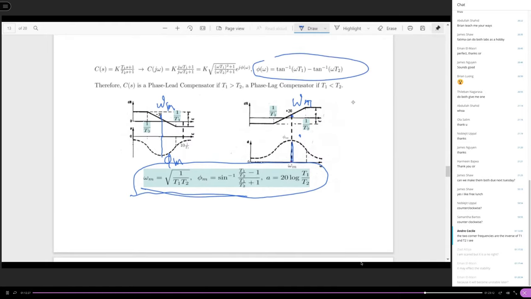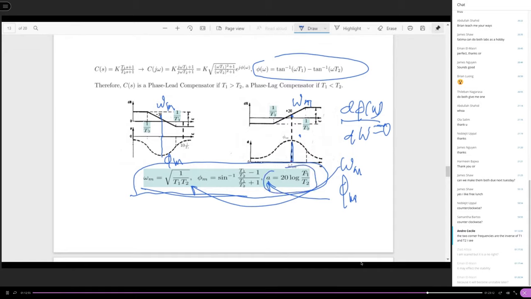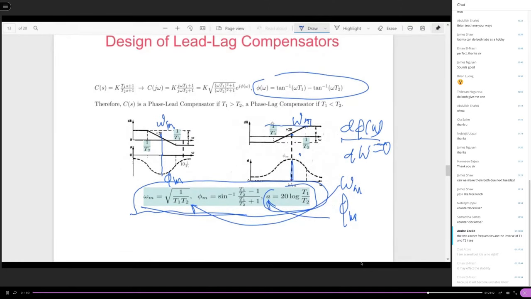Because you have the phase here, you just need to take d phi of omega over d omega equal to 0. Take the derivative. This is very basic advanced calculus, right? So you're going to be able to find the omega m and the phi m to be equal to this. And not only that, you're going to see the magnitude change is actually equal to this: 20 log T1 over T2. You can figure out yourself how to calculate this difference.